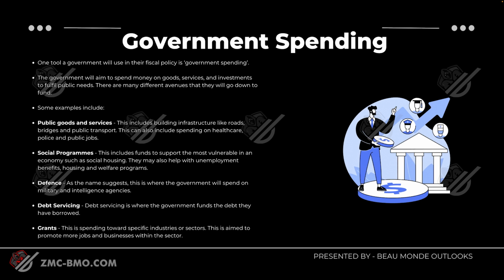Social programs. This includes funds to support the most vulnerable in an economy, such as social housing. They may also help with unemployment benefits, housing, and welfare programs. Defense. As the name suggests, this is where the government will spend on military and intelligence agencies like the MI5 or the MI6 in the UK, for example. Debt servicing. Debt servicing is where the government funds the debt they have borrowed. And grants. This is spending towards specific industries or sectors. This is aimed to promote more jobs and business within the sector.